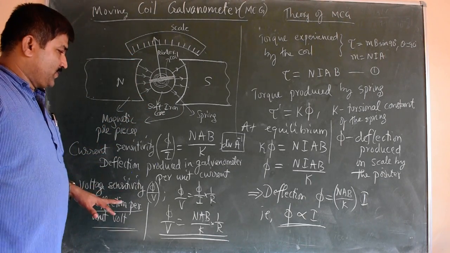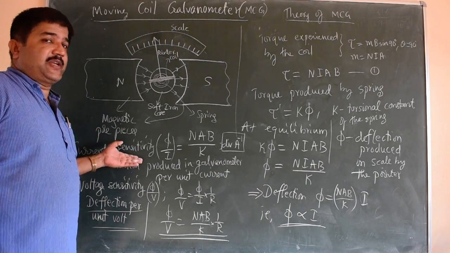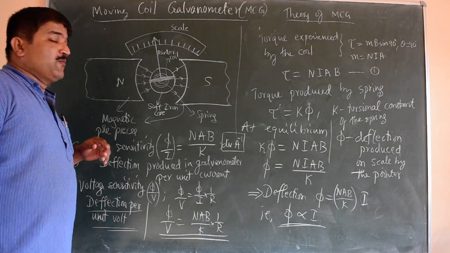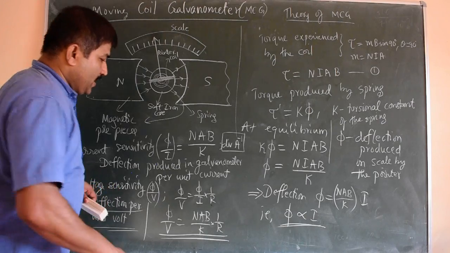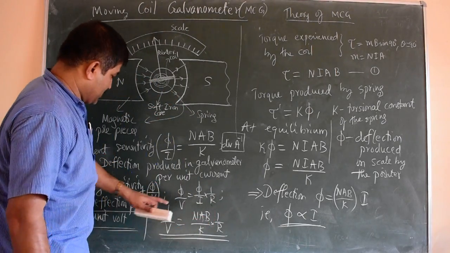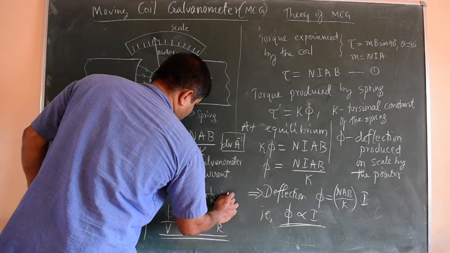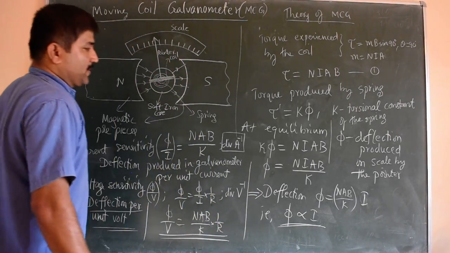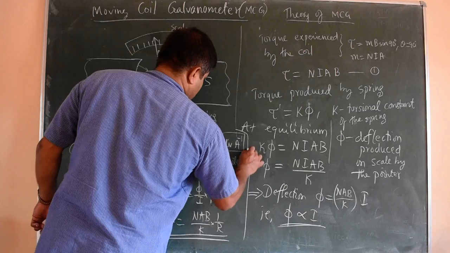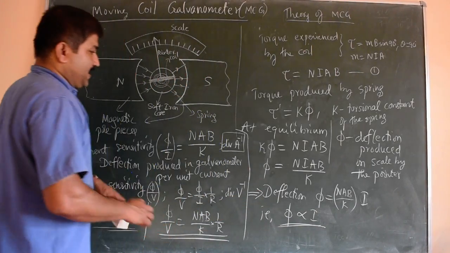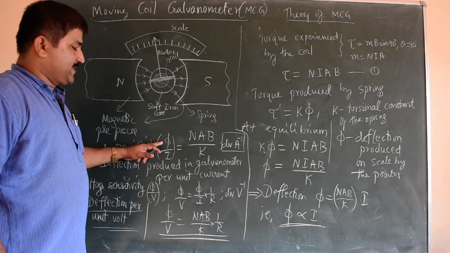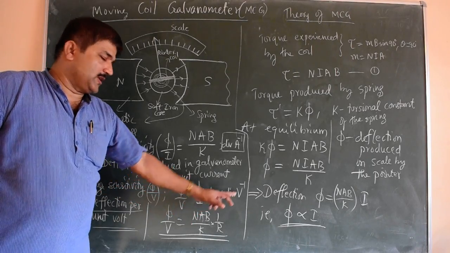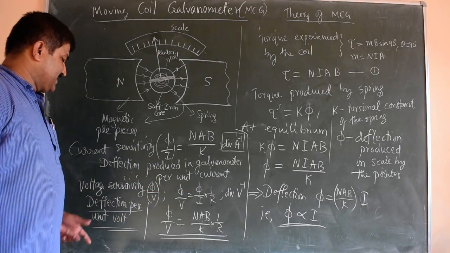Then how to increase the current sensitivity or voltage sensitivity of a moving coil galvanometer? Also, the unit of voltage sensitivity is division per volt. Division per ampere is the unit of current sensitivity. Division per volt is the unit of voltage sensitivity.